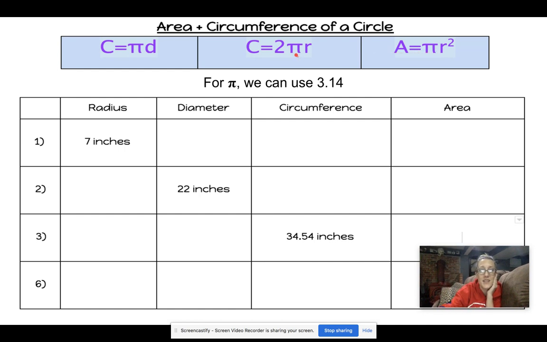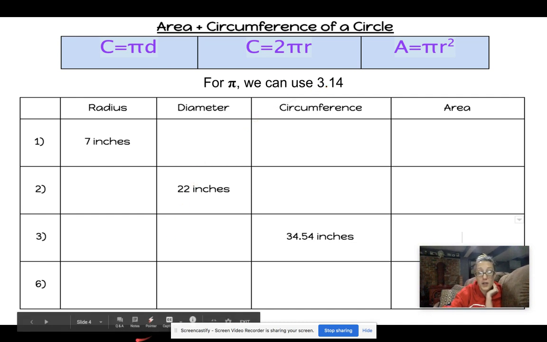But we keep seeing pi on here, right? And we had calculators at school that had the pi symbol on it. But if you don't, it's absolutely fine. For pi, we can just use the number 3.14, okay? And talk a little bit now about exactly how we're going to do that.